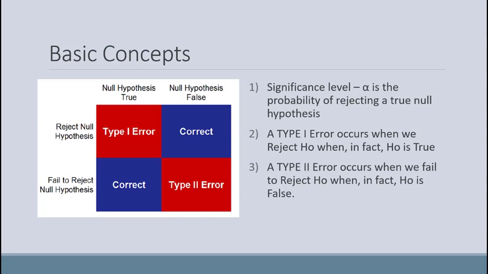When our significance level is 5%, we're saying that we will allow ourselves to make a type 1 error less than 5% of the time. In the long run, if we repeated the process, 5% of the time we'll find that the p-value is less than 0.05 when in fact the null hypothesis was true.